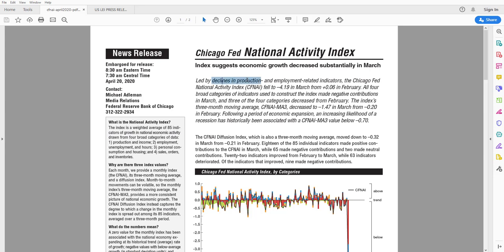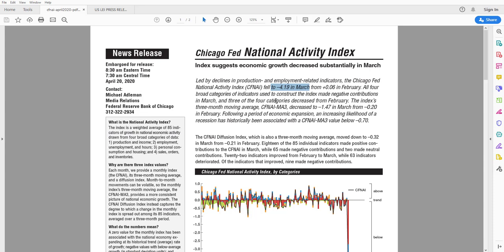Here, led by declines in production and employment-related indicators, the Chicago Fed National Activity Index fell to negative 4.19 in March from positive 0.06 in February. So what is this index predicting for this time period? Well, it was positive in February, so we were expecting growth at the historical trend rate, or just a little bit faster than the long-term trend, but it became very, very negative in March due to the COVID-19 outbreak and basically shutting down the economy.